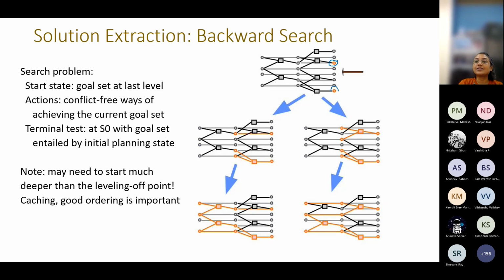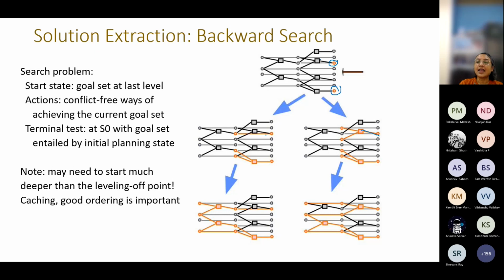Suppose at this level, these are the two propositions for the goal, G1 and G2. Both of them have to hold. So you do a backward search, where you look at all ways of achieving G1 and all ways of achieving G2. G1 can be achieved through these two ways. One is through this action, the other is through this maintenance action. So this is one way of achieving G1, this is the second way of achieving G1.